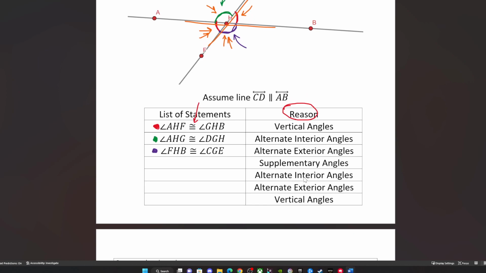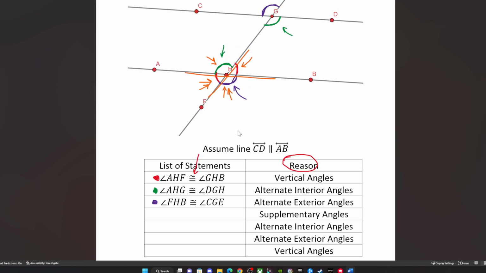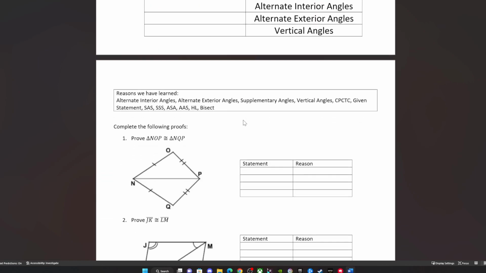And then alternate interior, alternate exterior. There are another two sets. Well, another set of alternate interior and another set of alternate exterior. You have to look for them.